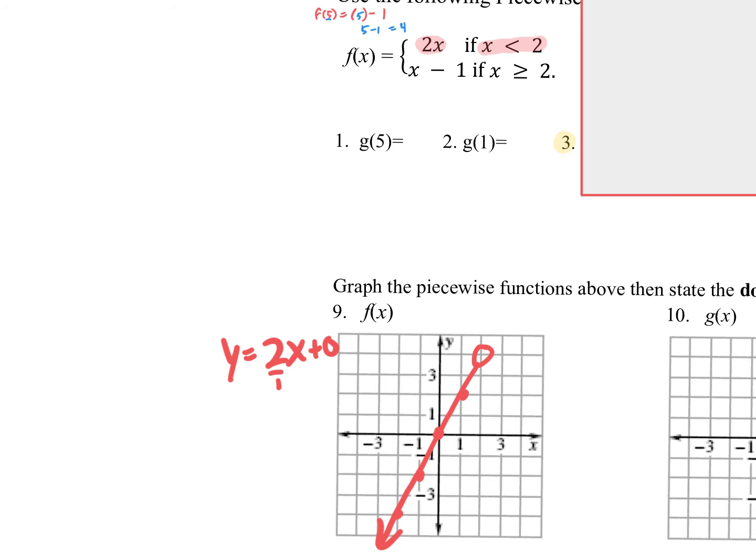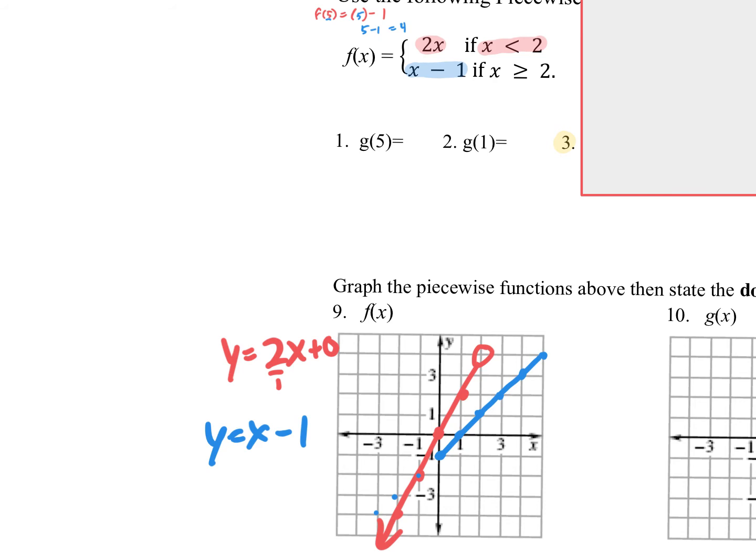Now my second piece, I want to use a different color, blue. Y equals x minus 1. And again, this really helped me back when I was learning piecewise functions. I would rewrite it, y equals x minus 1. We know that that guy crosses at negative 1. And I do go up 1 over 1, up 1 over 1, up 1 over 1, and so on, and it continues forever in both directions.